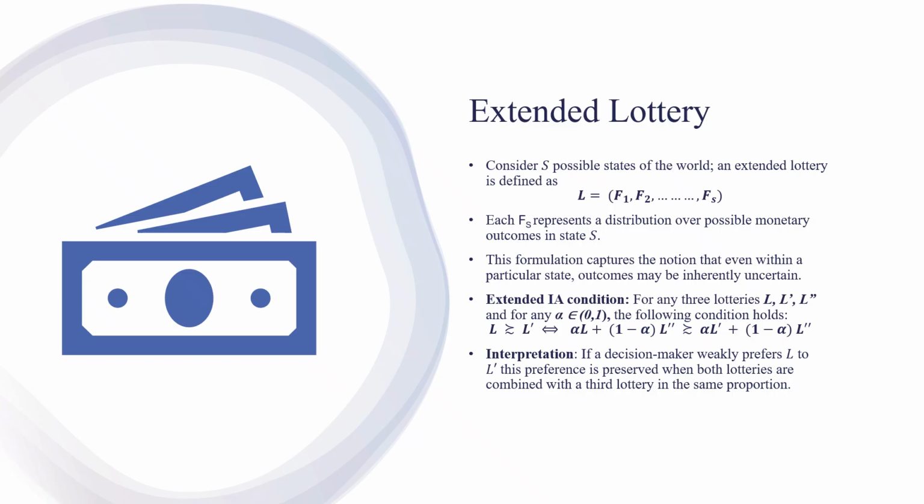What does the extended IA condition say? The extended independence axiom says that if a decision maker prefers lottery L over lottery L prime, this preference should remain the same even if we mix both lotteries with a third one in the same proportion. In simple words, preferences should be consistent and not depend on irrelevant alternatives. This property ensures rationality in choices under uncertainty.